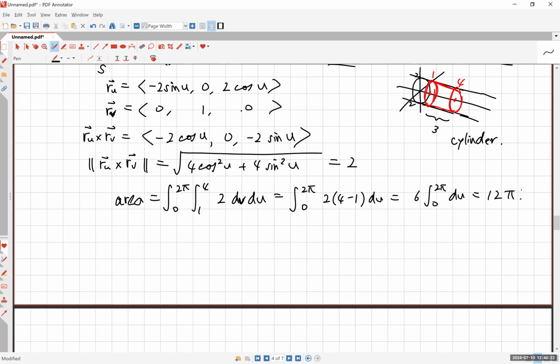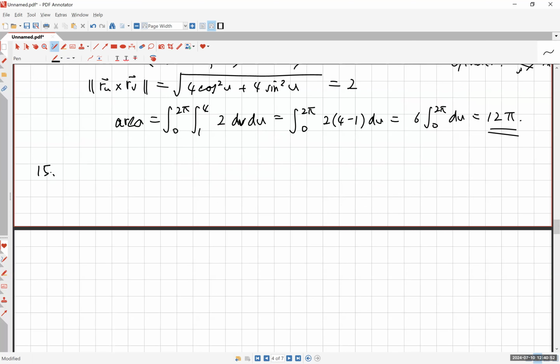Now, of course, you could have gotten this by looking at this, right? The circumference of this thing of radius 2 is 4 pi, okay? And then length is 3. So this is 4 pi, this is 3. Of course, the area is 12 pi. And so you could have known this without the double integral, but the question asks you to do that using this parameterization. So you had to go ahead and do this. That was number 16, right?